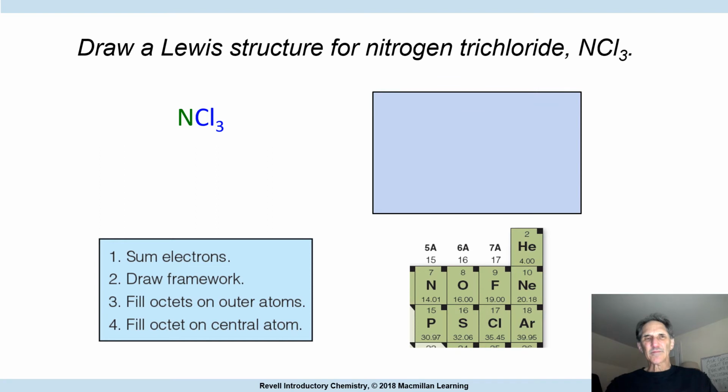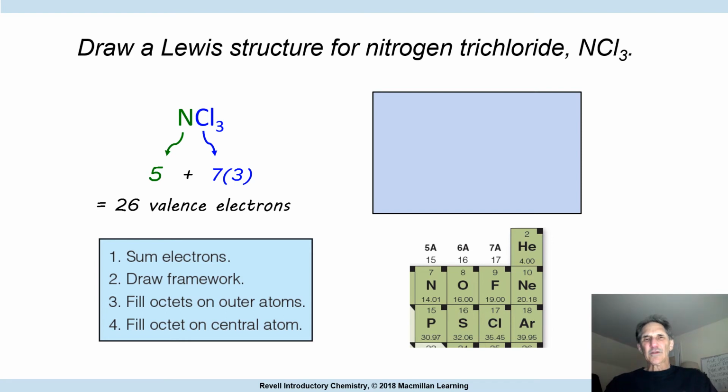So here we're told this is the molecule nitrogen trichloride, and we would add up electrons. We would draw a framework, which we'll do here, and then make sure that the octets are filled on the outer atoms and the central atom. So here's nitrogen has 5 valence electrons. Get that from the periodic table. It's in 5A. Chlorines come with 7, so we add this up. There's 26 valence electrons. Okay, that's how many we have to work with.